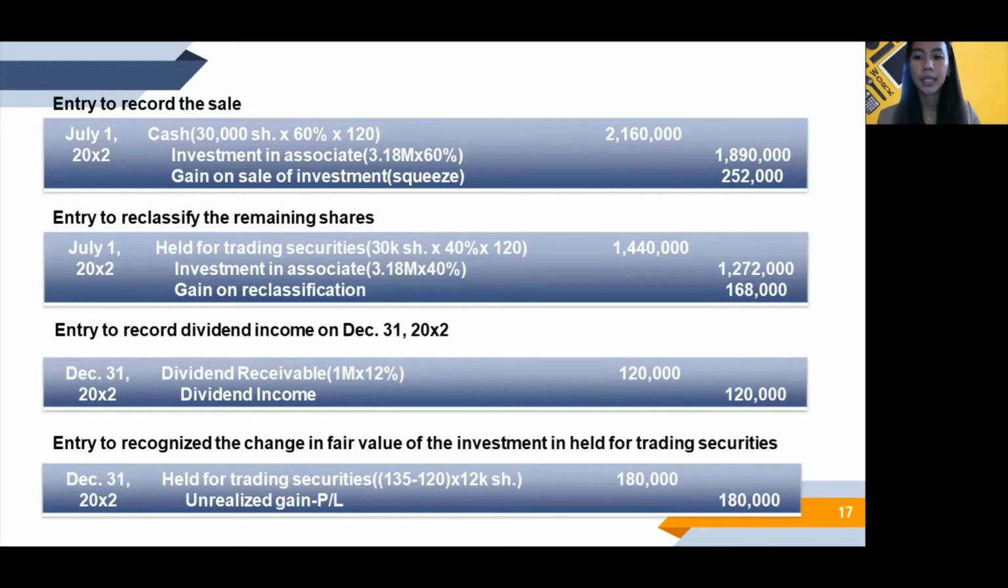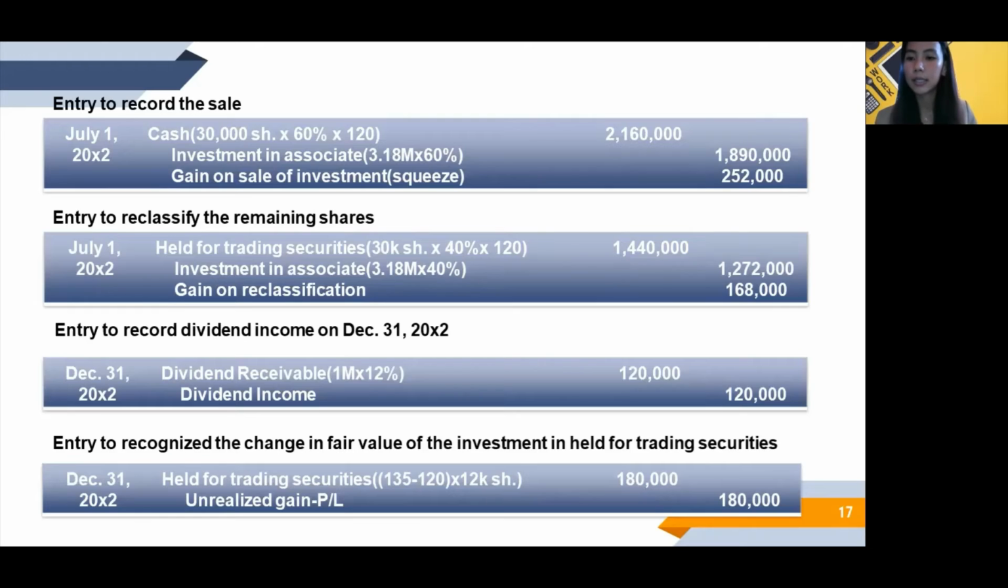Here is another entry to record the dividend income. On December 31, 20X2, debit dividend receivable and credit dividend income of 120,000, which we computed using the 1 million declared dividends multiplied by the present ownership interest of 12%. So we got the 120,000.